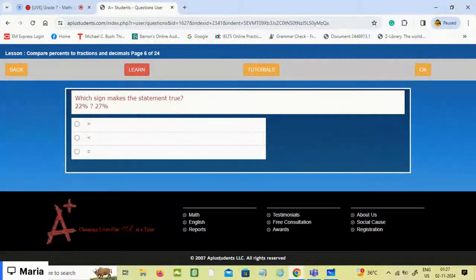Which sign makes 22% and 27% true? Twenty-two percent is less than 27%, right? Option number two is the correct option.